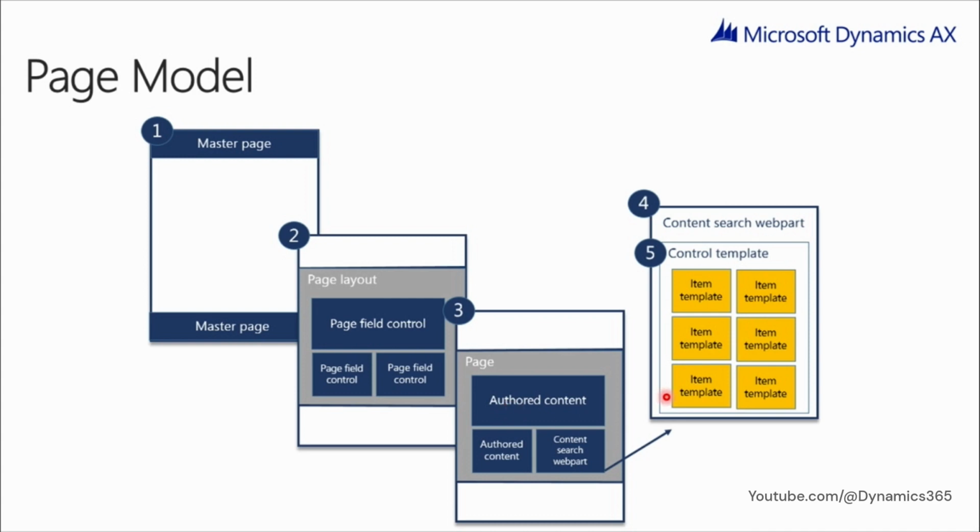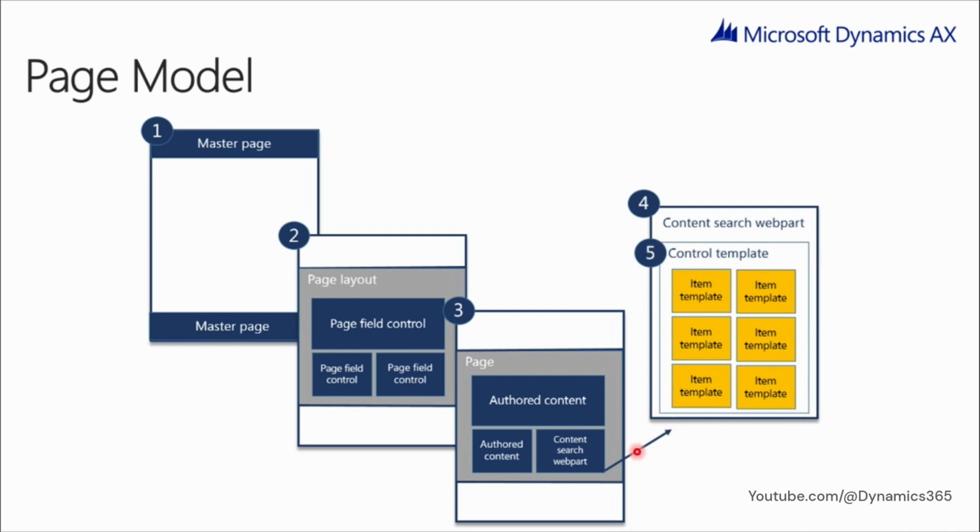So if you see here, for a content search web part, you will have display templates involved to have the structure created. The first would be the control template, and you have the item template. Both a control template and an item template together are called a display template.